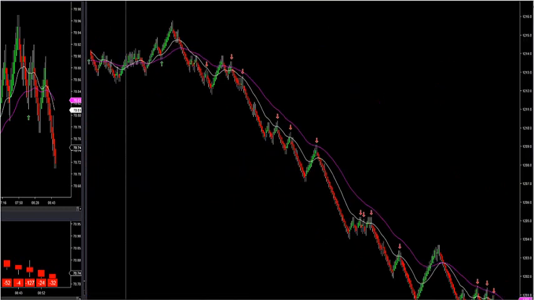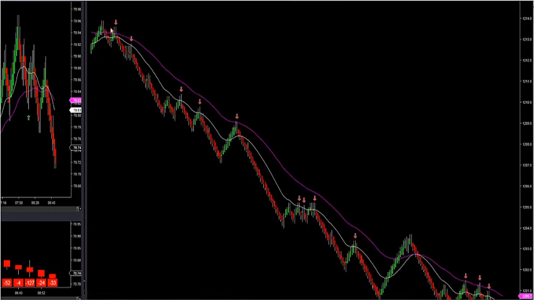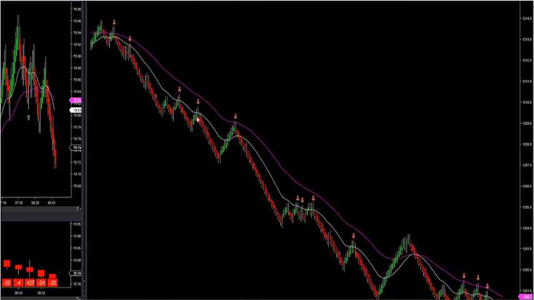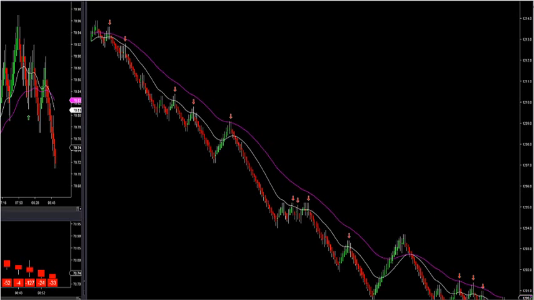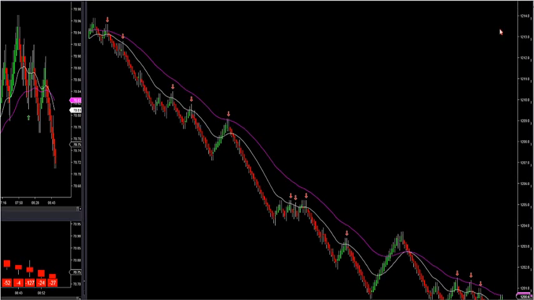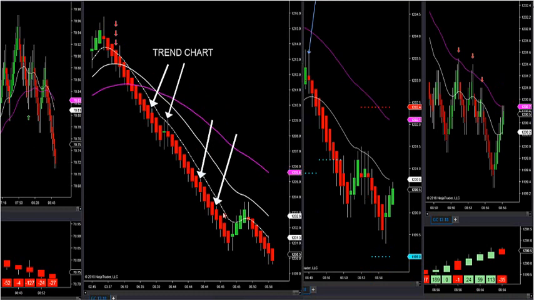Check these out. How many trades in a row have we had that worked? 1, 2, 3, 4, 5, 6, 7, 8, 9, 10, 11, 12 for 12. Tell me we don't know what we're doing. Tell me we don't know what we're doing on retracements. Beautiful. You use a trend chart to set it up. 12 for 12, 12 arrows in a row that have worked. You can't get better than that.